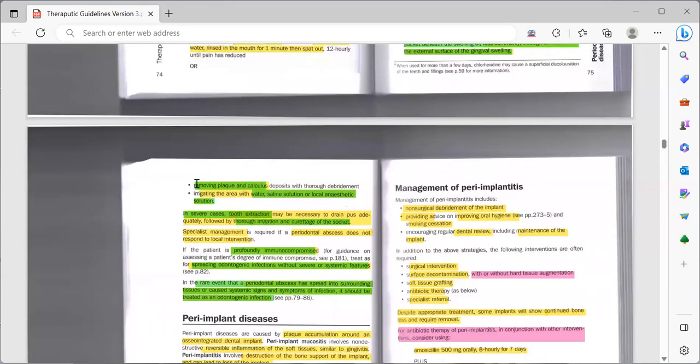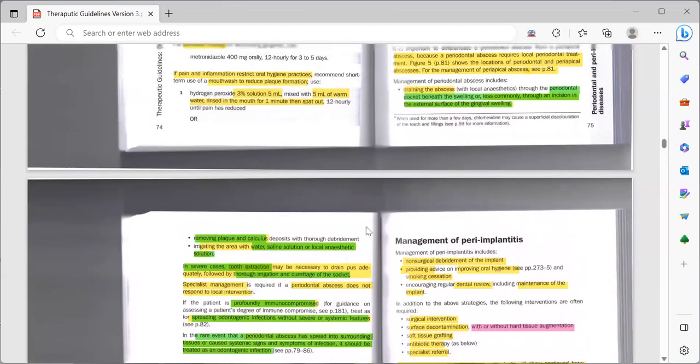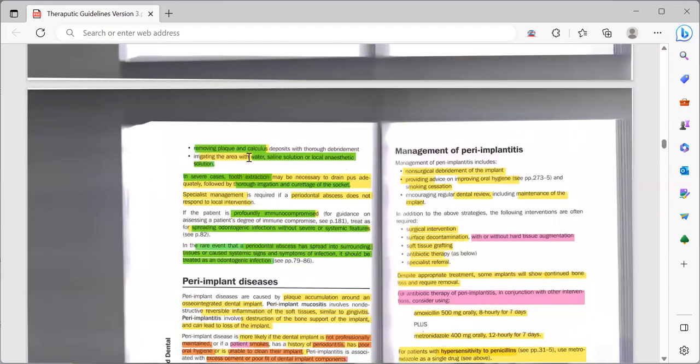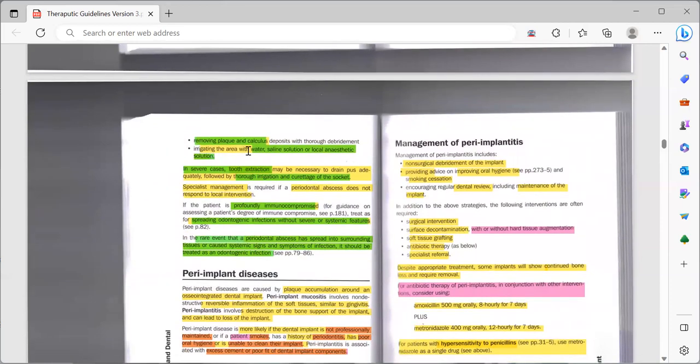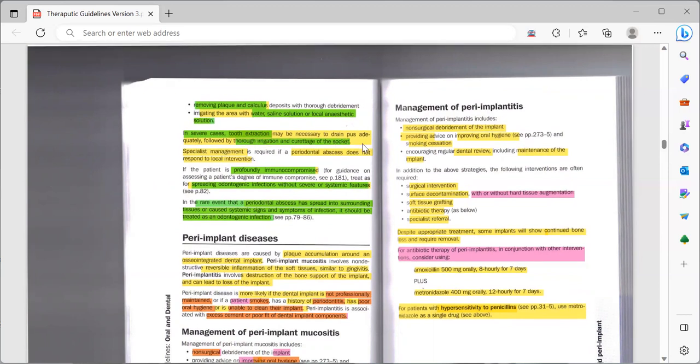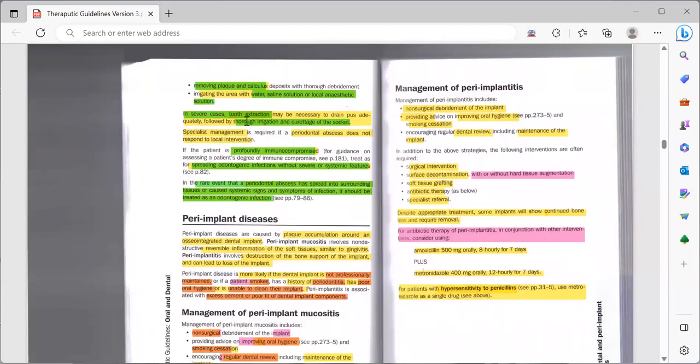What you need to do is remove the plaque and calculus deposits with thorough debridement, because that is the cause. Plaque is the cause which is causing the periodontal abscess, so you need to remove that, and you need to irrigate the area, like flush or clean the area with water, saline or LA solution. In severe cases, tooth extraction may be necessary to drain pus adequately, followed by thorough irrigation and curettage of the socket. Tooth extraction is done in very severe cases because you need to drain the pus adequately.